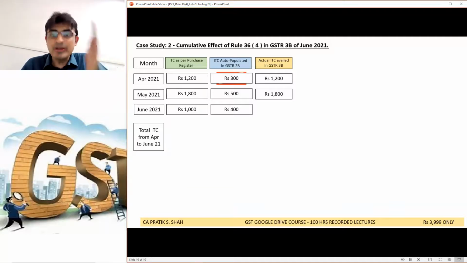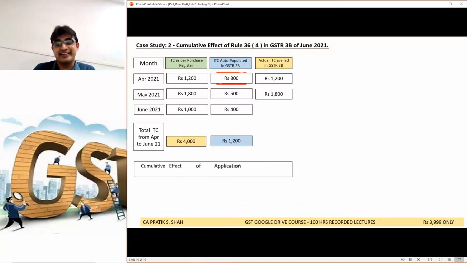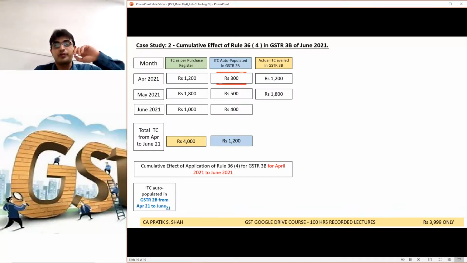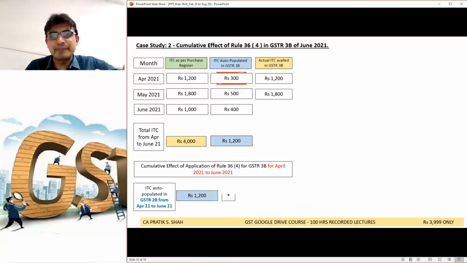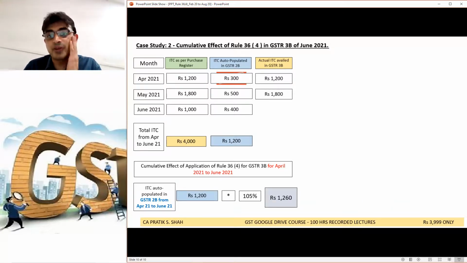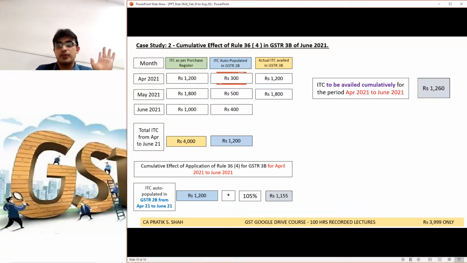How much is the total cumulative effect you need to give? For 3 months, purchase register is 4,000. For 3 months, 2B is only 1200. Give cumulative effect. Auto-populated for April, May, June 2B into 105%. So 1200 plus 5% comes to how much? It comes to 1260. This is the maximum I can take. 1260. Correct? Now listen. ITC to be taken cumulative is 1260.